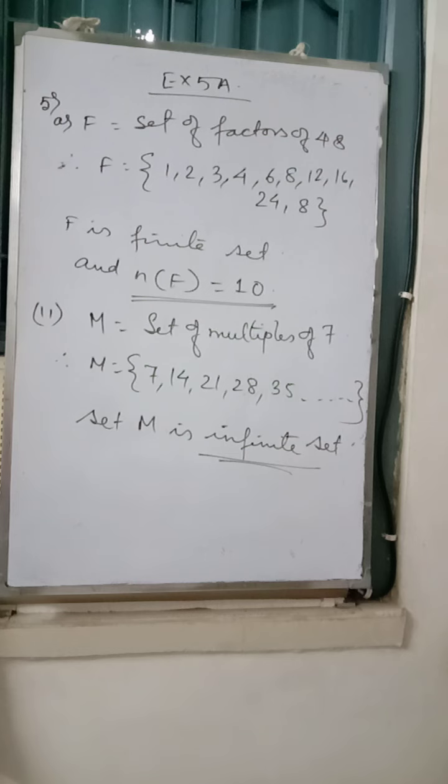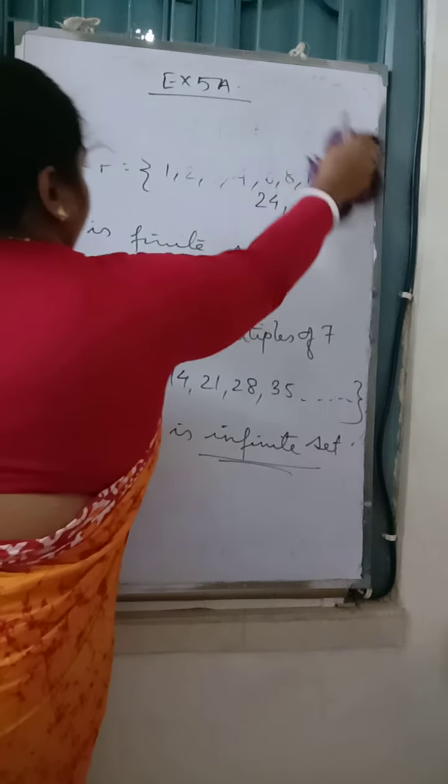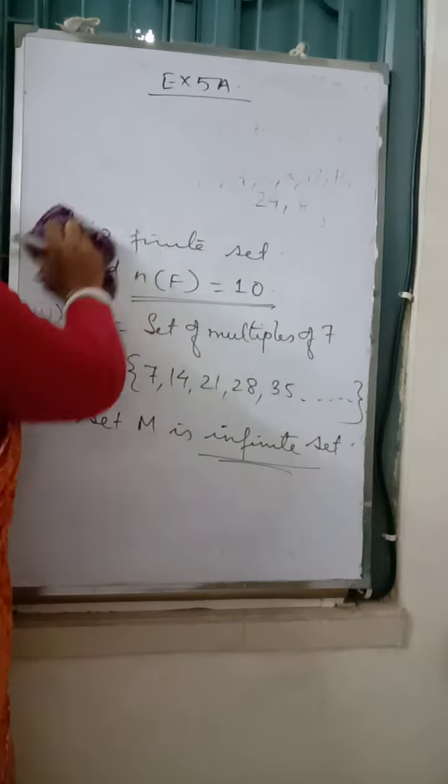Now question number 6, leftovers you will do. Question number 6 says which of the following sets are singleton sets. Here also it is given in set builder form. We have to write it in roster form, and if the set has only one member, then it would be a singleton set, as I told you yesterday about singleton sets.